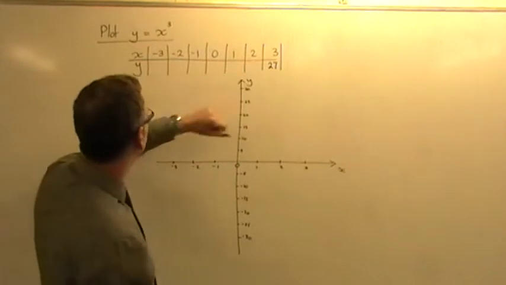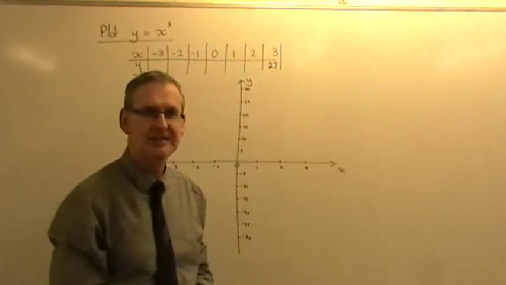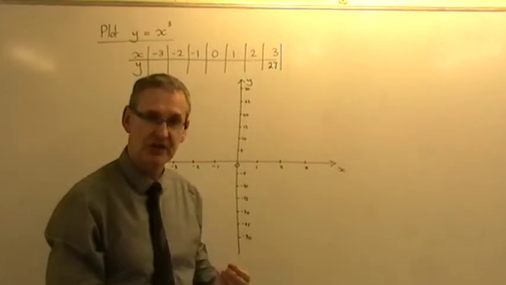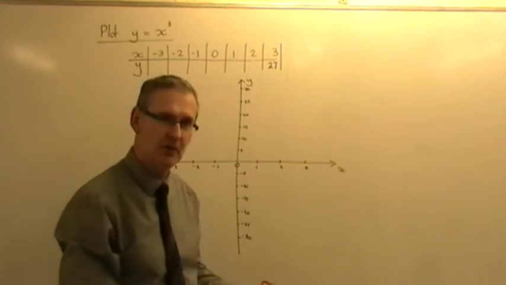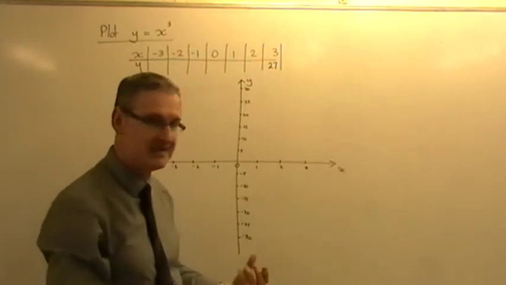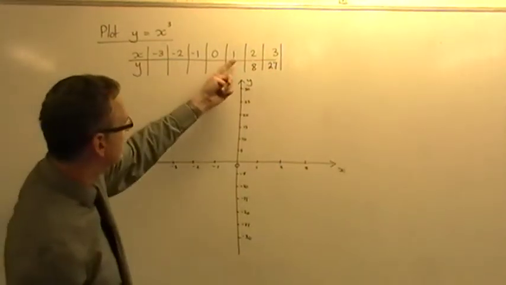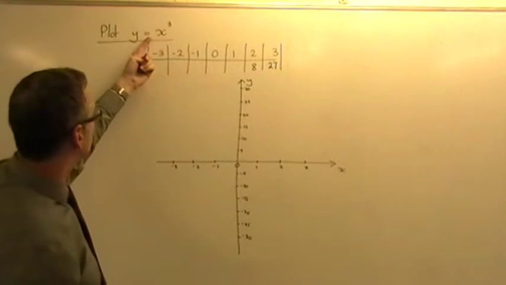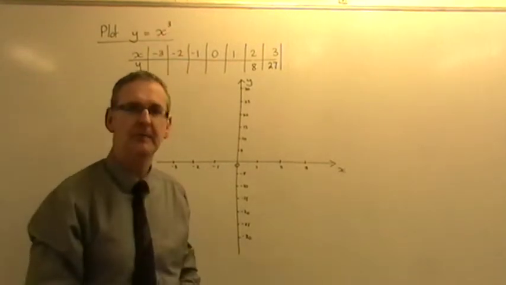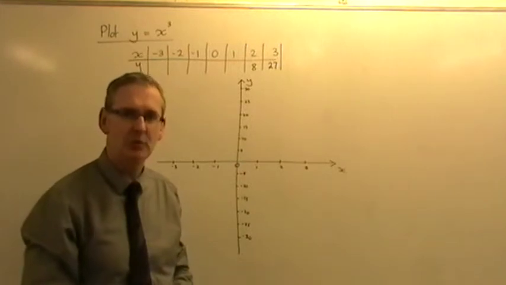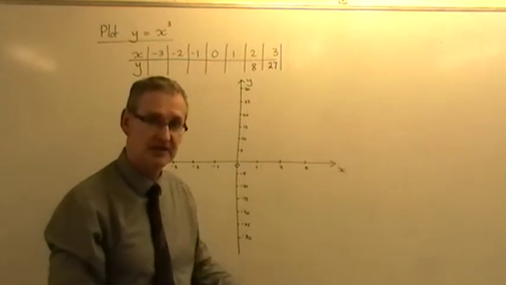If x is 2, y will be 2 cubed. 2 times 2 times 2. Be careful, the answer is not 6. It doesn't mean 2 times 3. It means 2 times 2, which is 4, times 2, which is 8. So 8 goes there. Next, if x is 1, y will be equal to 1 cubed. That means 1 times 1 times 1. 1 times 1 is 1, times another 1 is still 1.